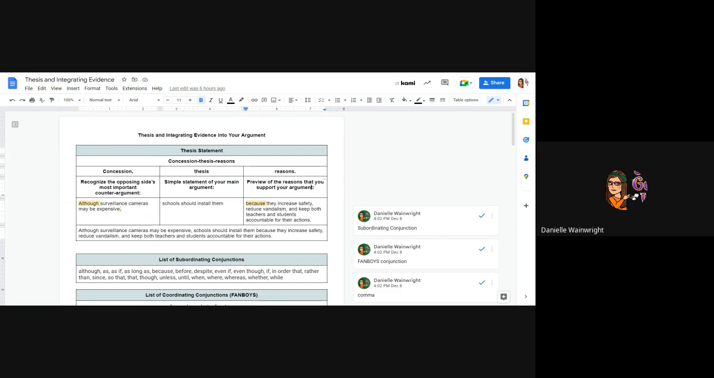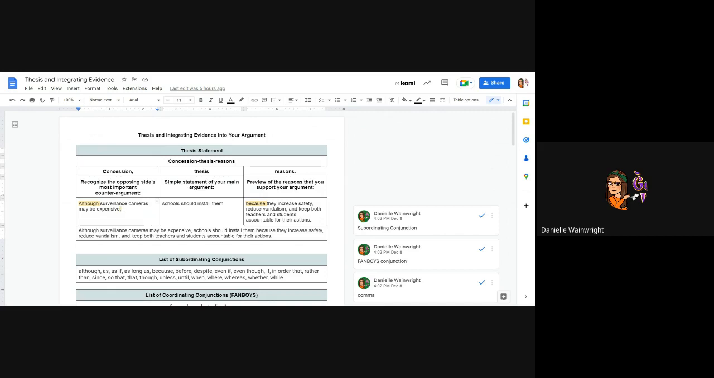Okay, so an example with surveillance cameras in schools would be, although surveillance cameras may be expensive, so that's the counterclaim, they're expensive. Okay, true, they're expensive. This person is saying schools should still install them. So these two combine to make one sentence. Notice that the concession is a dependent clause. We talked about those, independent and dependent.